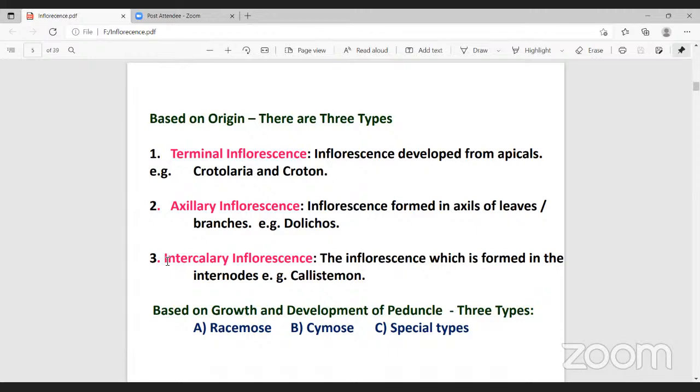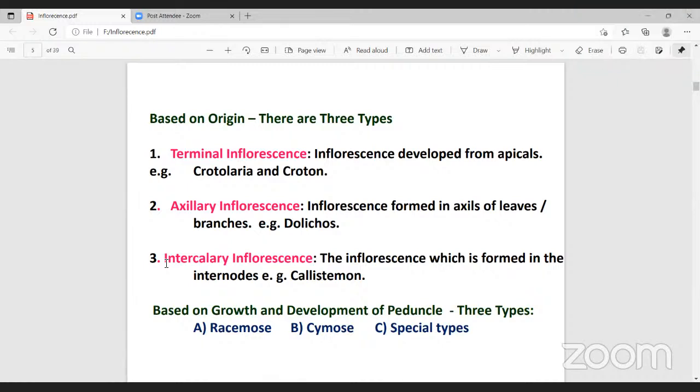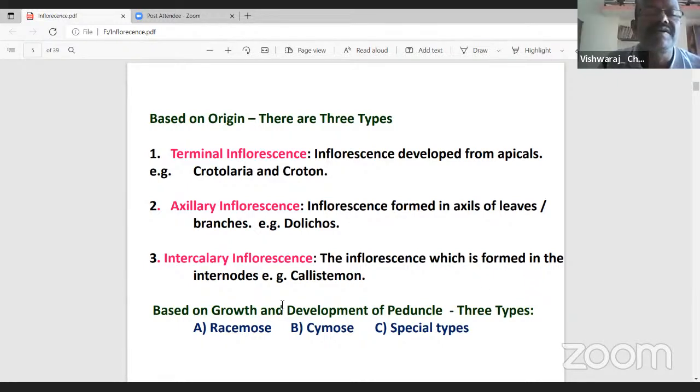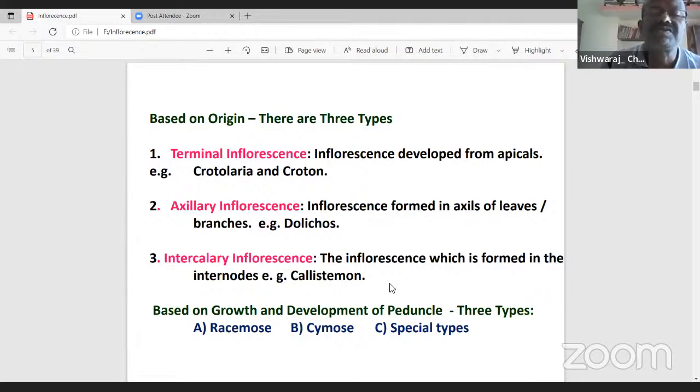Then the third type, on the basis of origin, is from intercalary meristem. The inflorescence which is formed in the internode, example, polystemon.